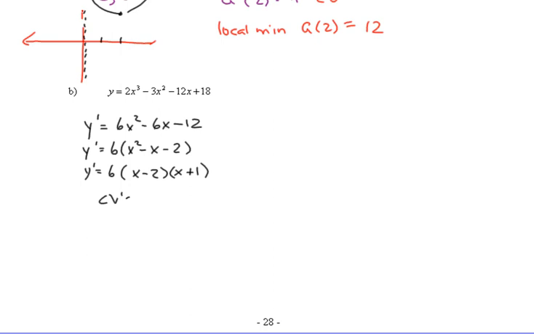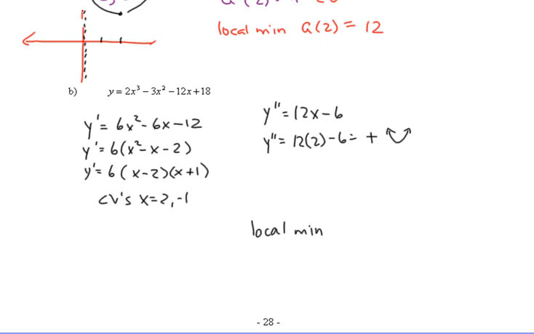So your critical values you should have had as 2 and negative 1. And so when you plug in 2, you get positive, so concave up. So therefore, that's a local min.